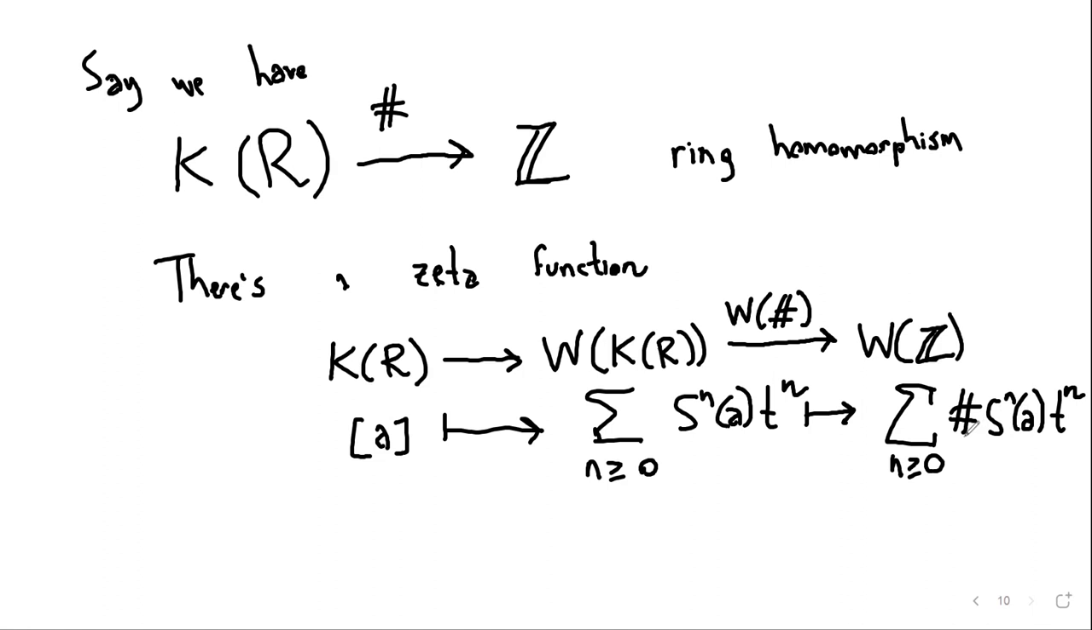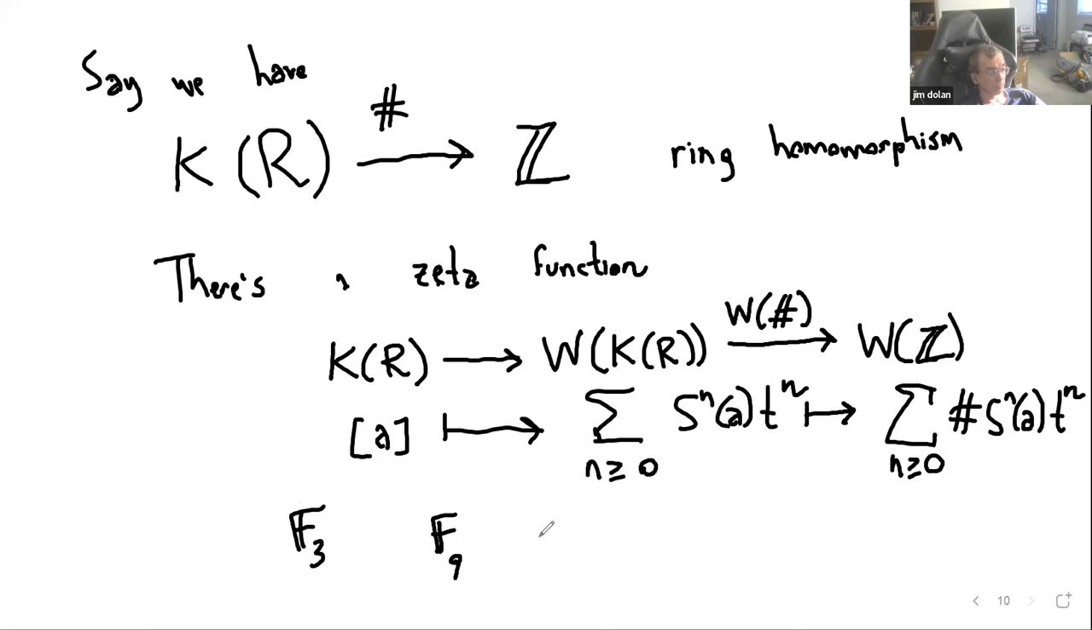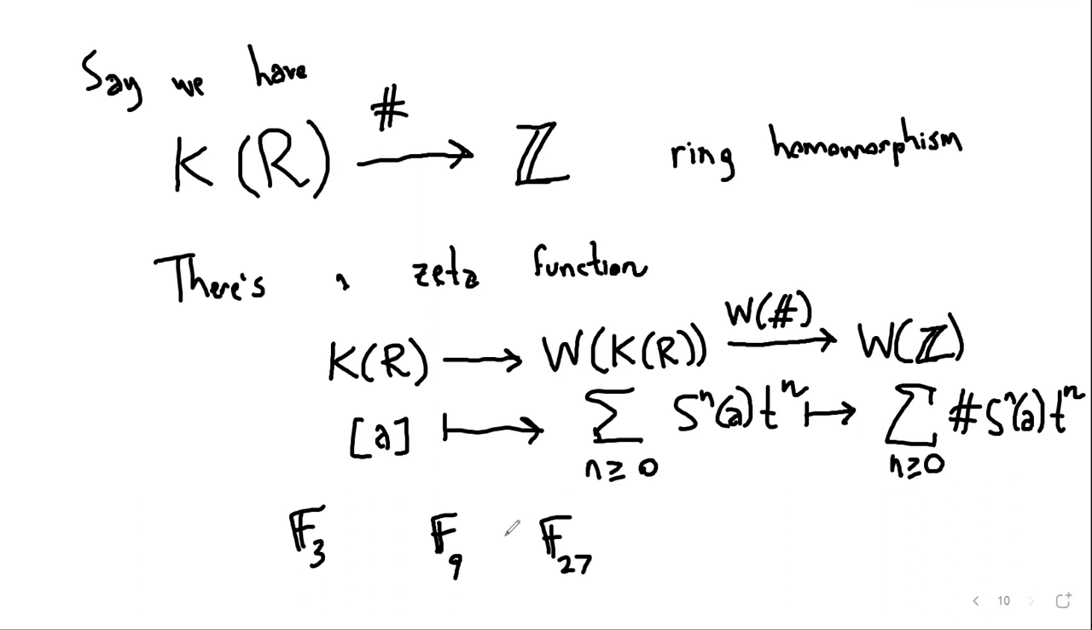So in other words, say I had a variety defined over F3. I could count the number of points defined over F3, but then I could count the number of points over F9 and so on. Well, the other thing I could do is take that variety, say X, or here I'm calling it A, it's the same thing, and I could take its symmetric powers.